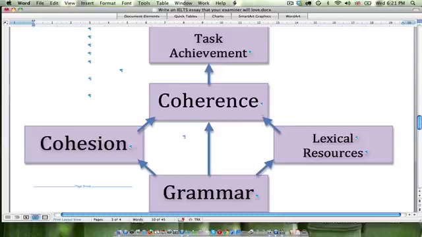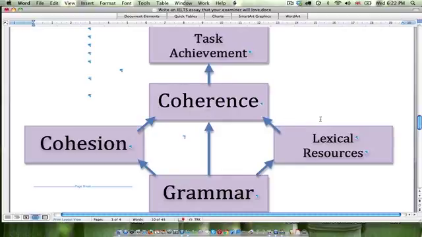Okay, so we have this sort of cascading effect between these different skills. So if grammar is weak, then cohesion is weak. If grammar is weak, coherence will be weak. If cohesion and lexical resources are weak, then coherence will be weak.